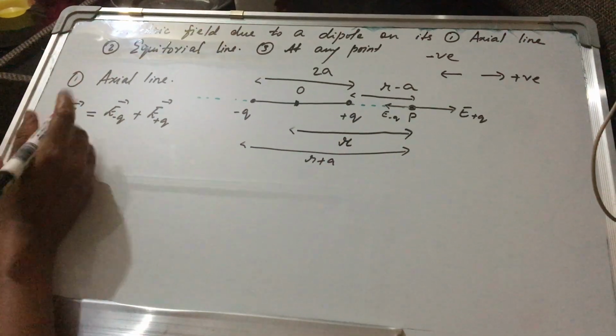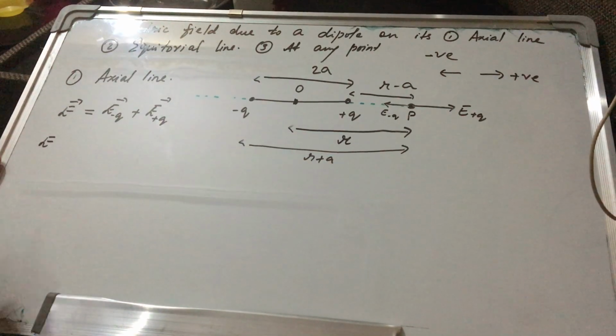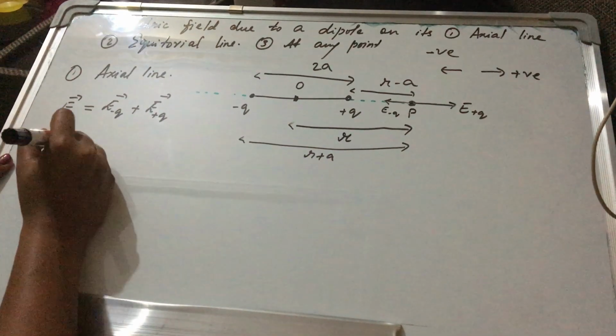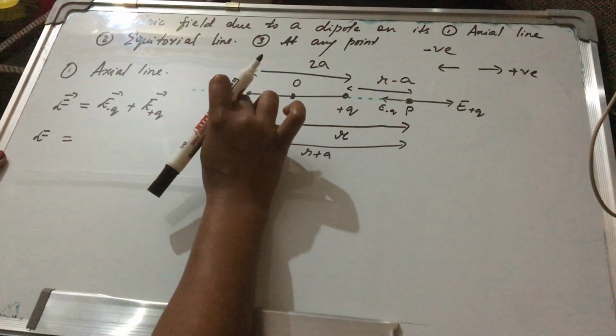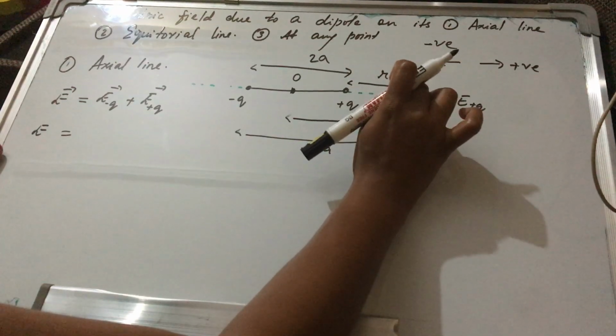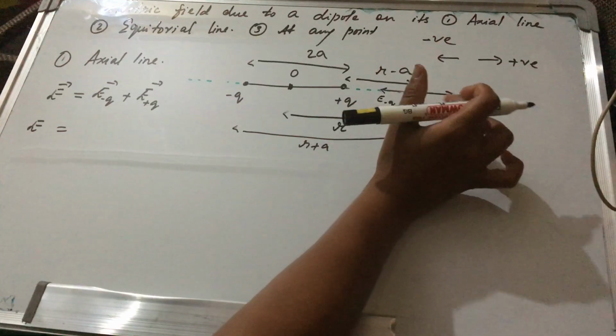Now as we are first finding the magnitude, I'm removing it. Now E minus Q, the direction of minus Q, is where? Along this direction, right? So this direction has to be negative. Fine.